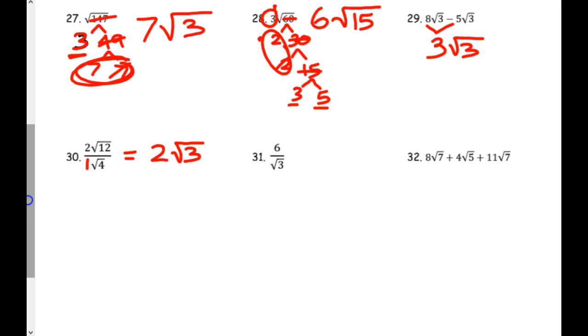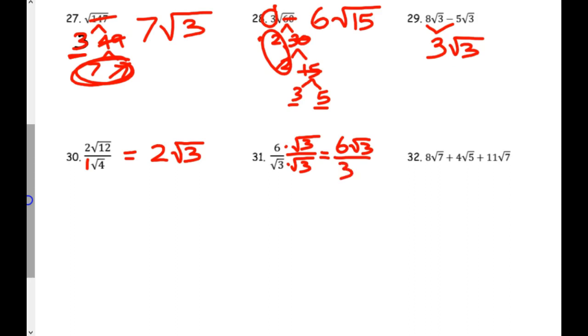Okay, 31. I cannot have a square root on the bottom. So what do we do? Times the same square root on the bottom and the top. Okay? So on the top, 6 times the square root of 3 is 6 square root of 3 over, and then on the bottom, square root of 3 times square root of 3 is just 3.